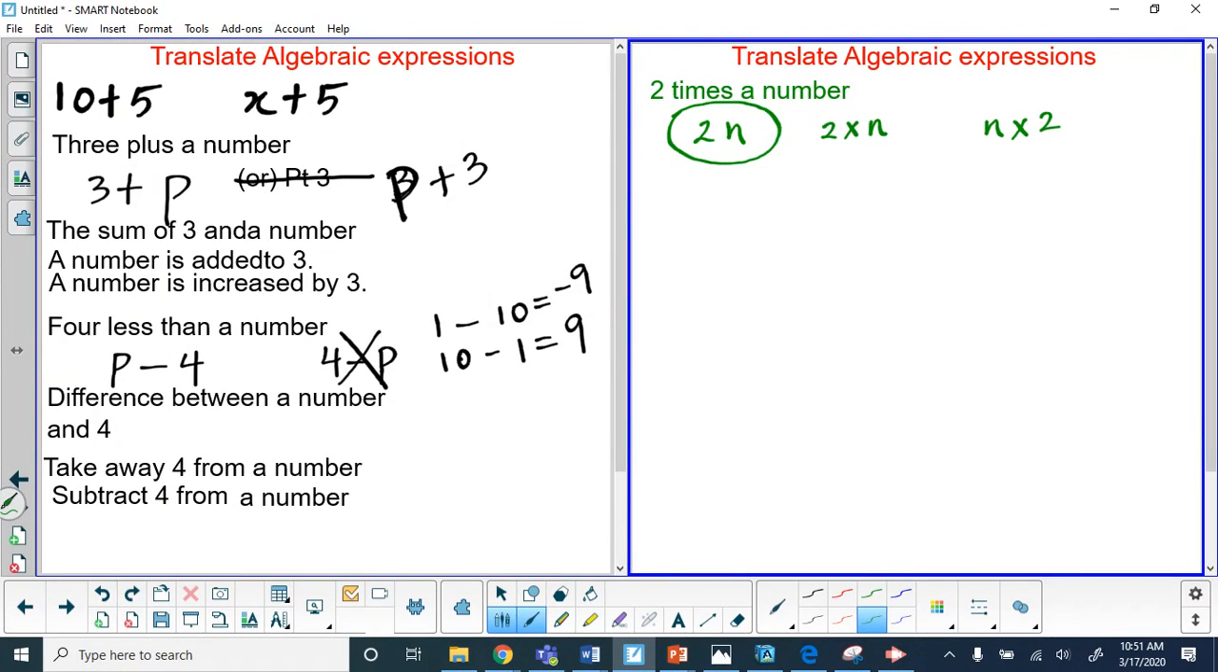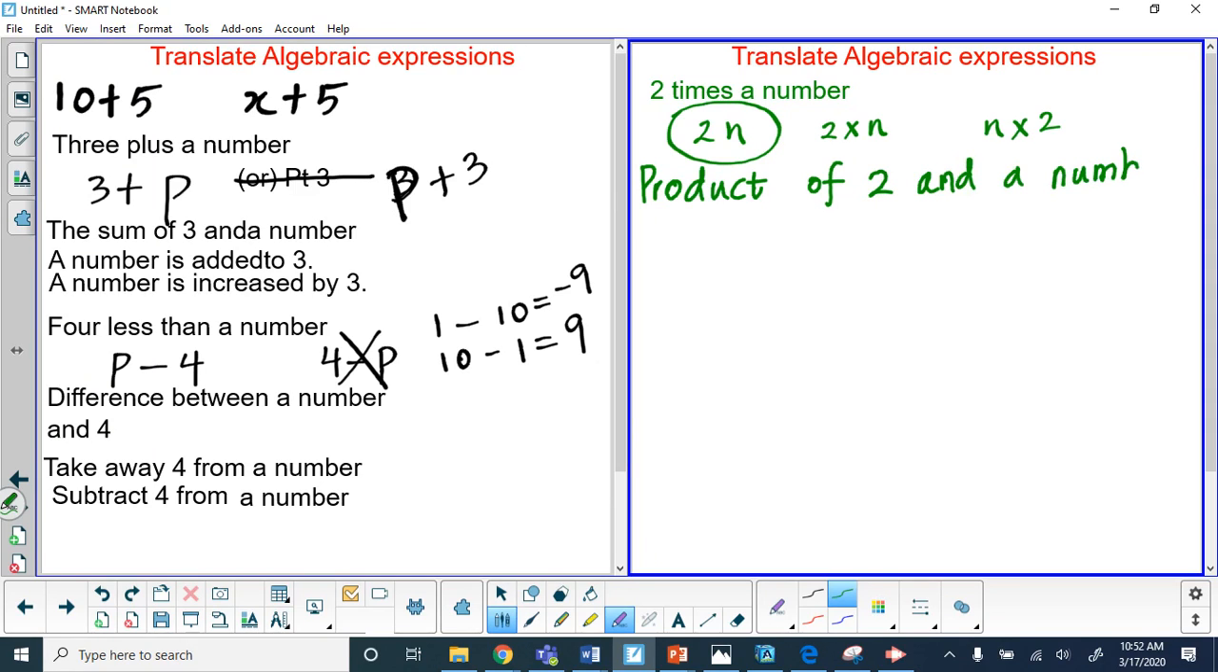Think about different ways to describe this. The product of 2 and a number. Product of 2 and a number, or a number and 2. And you can say multiply 2 and a number.